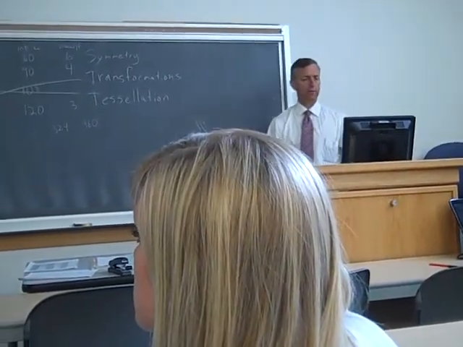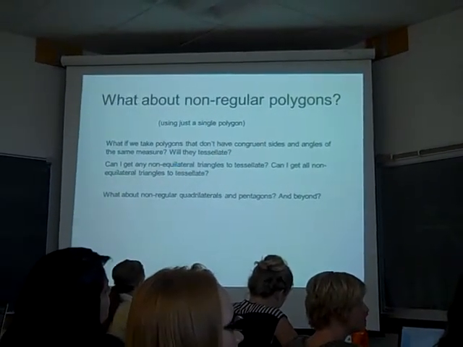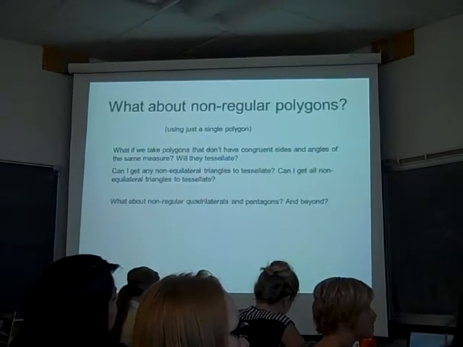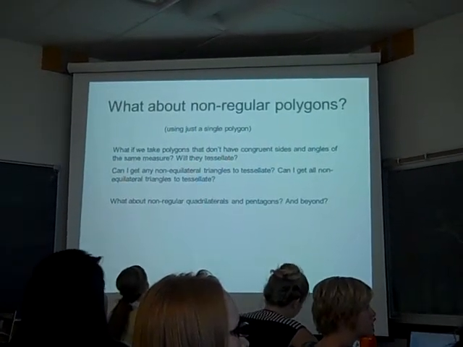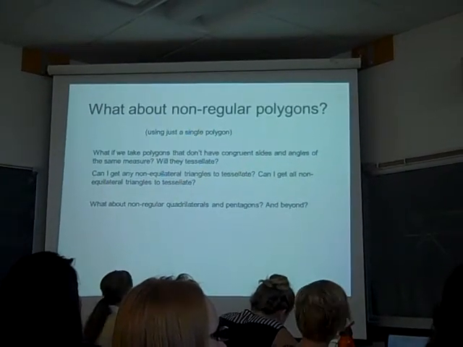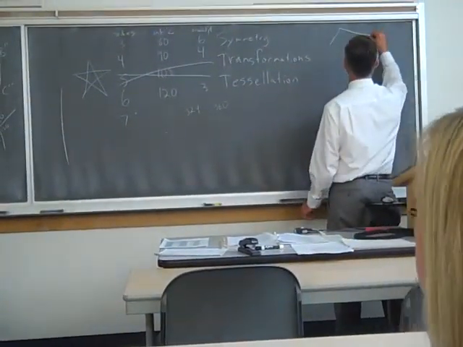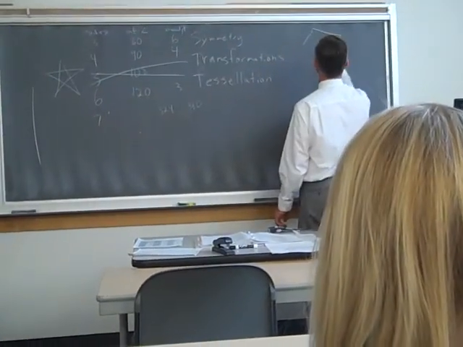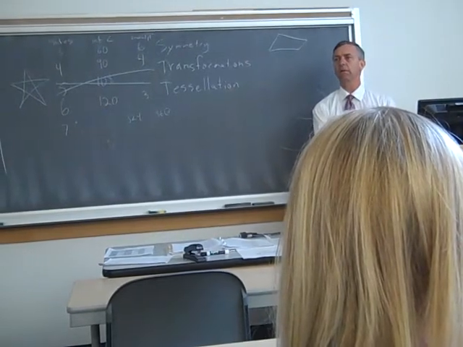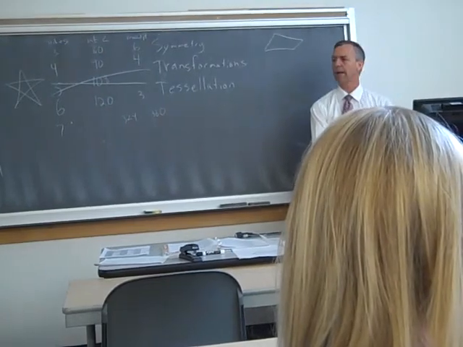What about non-regular quadrilaterals and pentagons and beyond? In other words, they're not squares, they're not even rectangles. Well, rectangle is non-regular, I guess, and rectangles we know will, right? What about this? Yes. Is it tessellatable, I guess? Is that a verb? Does it tessellate? How do we know?